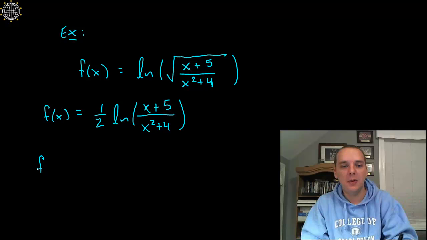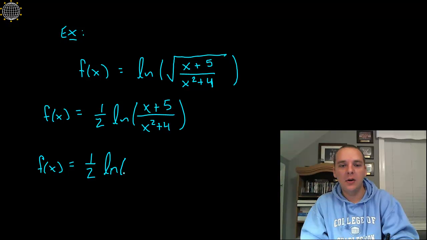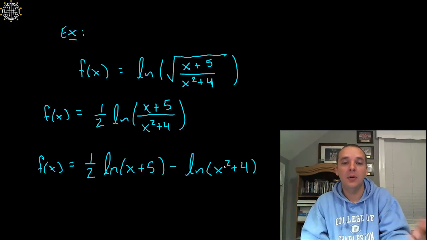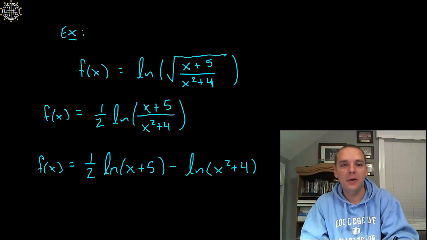Now see if you can spot my mistake here. This is a very common mistake I see from students. I have 1/2. I'm going to intentionally write this a little incorrectly: natural log of x plus 5 minus the natural log of x squared plus 4. On the surface it looks fine because I did natural log of m minus natural log of n, but what's wrong? Well, see, this 1/2 right here was actually multiplied to the entire log expression right here.